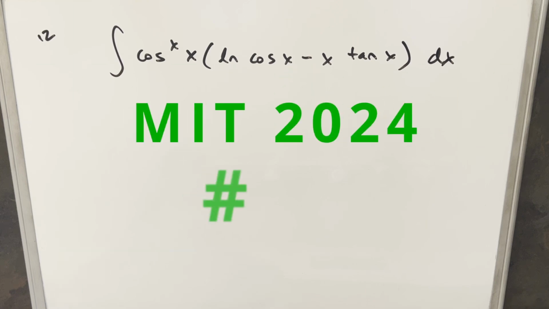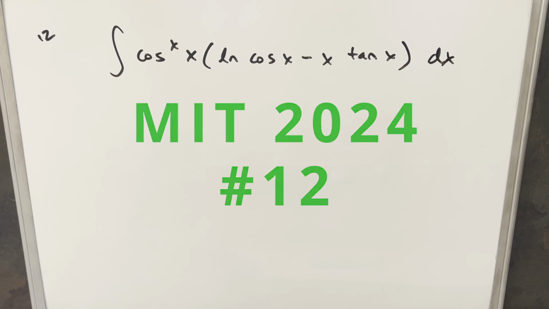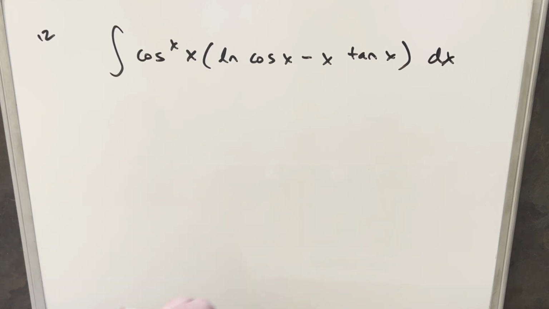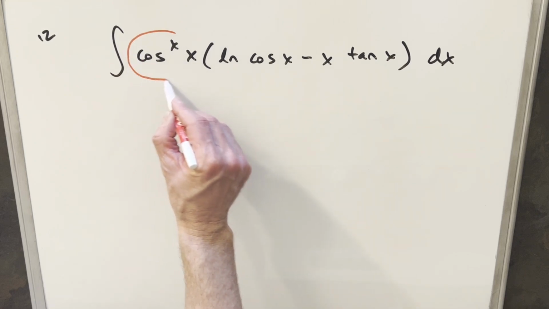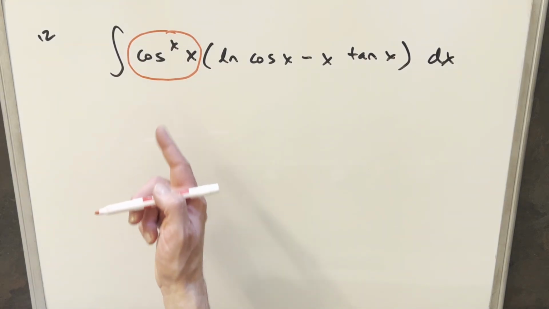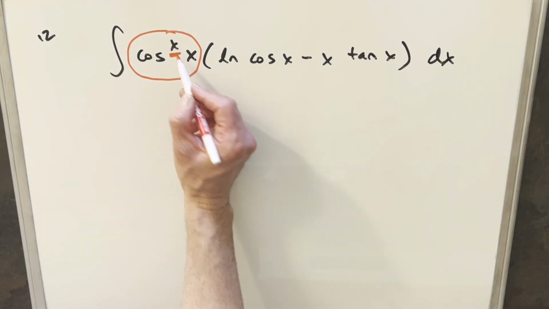Okay, we have here another integral from the MIT Integration Bee 2024. This one, problem 12. We have the integral of cosine x to the x, times the natural log of cosine x minus x tan x, dx. Okay, the real problem sticking out on this one is just this thing right here. Very unusual, and we can't really deal with it this way, especially since we have an exponent x.